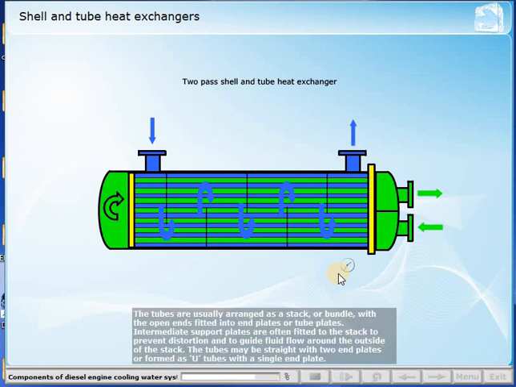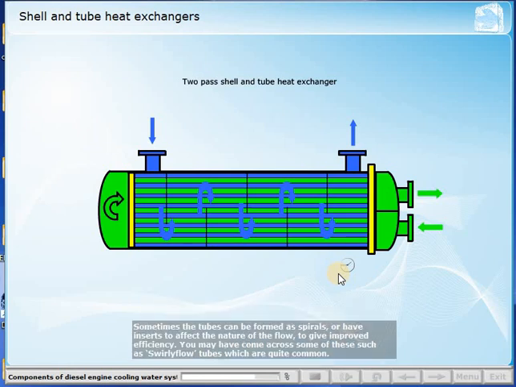The tubes are usually arranged as a stack or bundle, with the open ends fitted into end plates or tube plates. Intermediate support plates are often fitted to the stack to prevent distortion and to guide fluid flow around the outside of the stack. The tubes may be straight with two end plates or formed as U-tubes with a single end plate. Sometimes the tubes can be formed as spirals or have inserts to affect the nature of the flow to give improved efficiency. You may have come across some of these, such as swirly flow tubes, which are quite common.